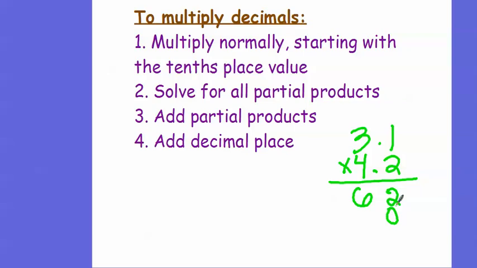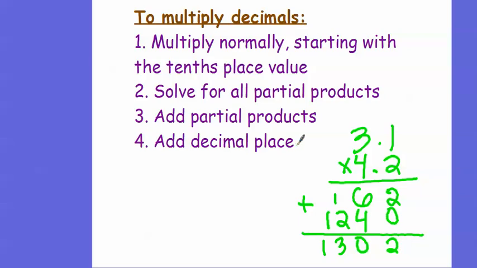So if we're going to find that second partial product, we do 1 times 4 is 4. 4 times 3 is 12. And then step 3, add our partial products. We've got a 2. 6 plus 4 is 10. Carry the 1. 1 plus 2 is 3. And then 1. We have our larger product.